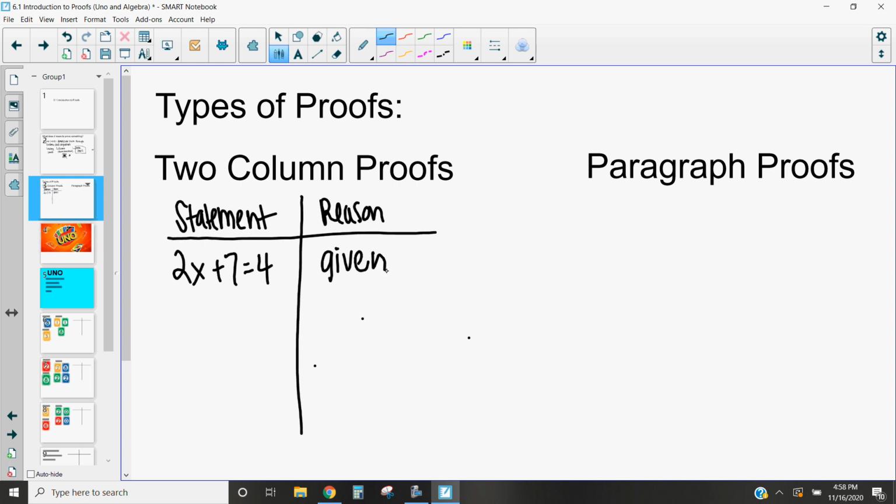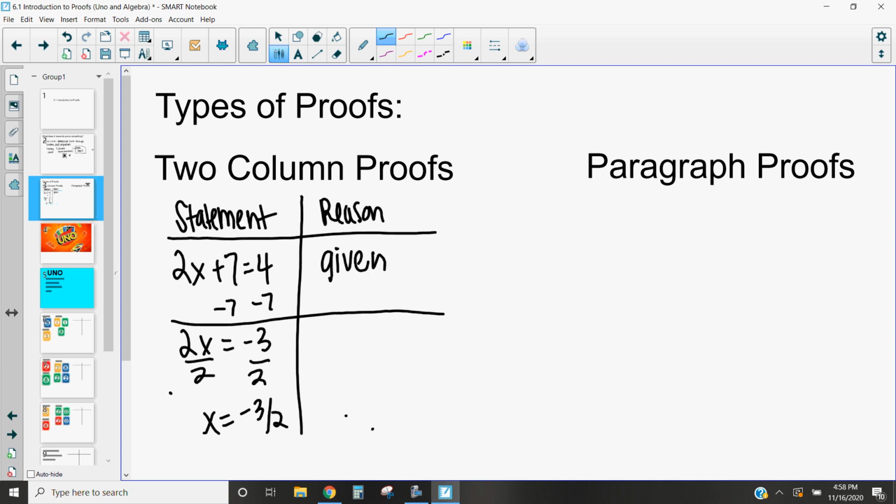And then what do we do when we solve this? Well, I'm going to subtract 7 from both sides, and I get 2x = -3. Okay, now then we would divide by 2 on both sides, and we get x = -3/2. Great. Now when we're doing these proofs, we have our statements, and then the reason underneath is why can we do whatever that thing is?